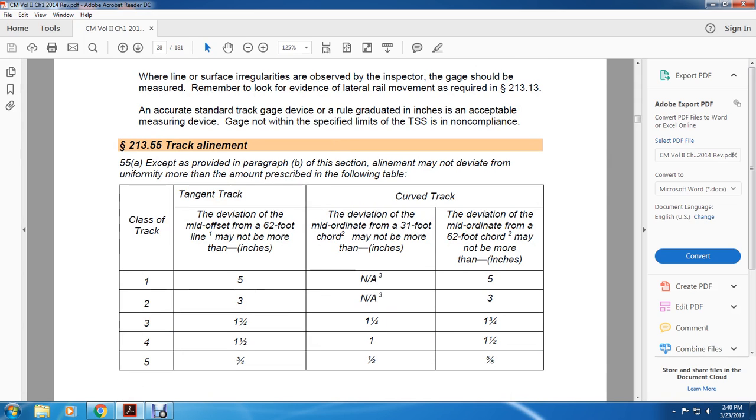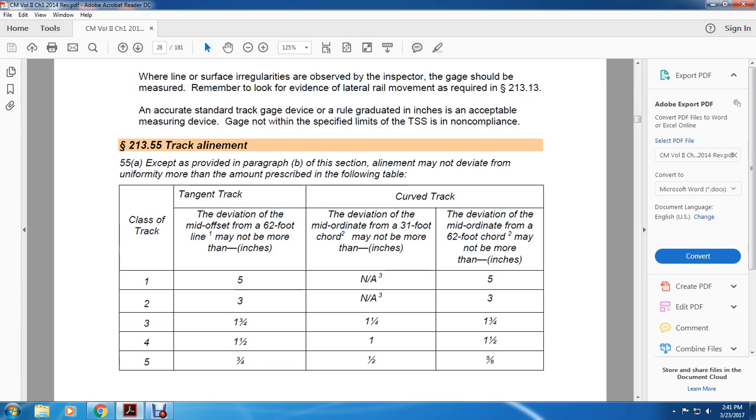Alright, track alignment. Except as provided in paragraph (b) of this section, alignment may not deviate from uniformity more than the amount prescribed in the following table. Class 1 tangent track, the deviation of mid-offset from 62 feet, not more than: Class 1 track 5 inches, 2, 3 inches, 3, 1 3/4 inch, 4, 1 1/2 inch, 5, 3/4 inch, 62-foot offset in inches.